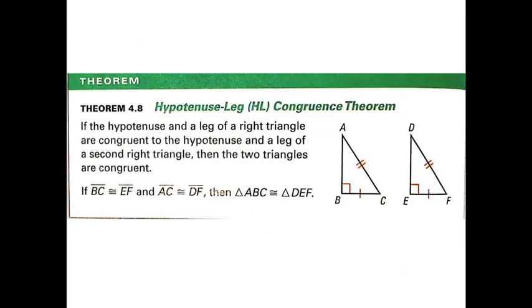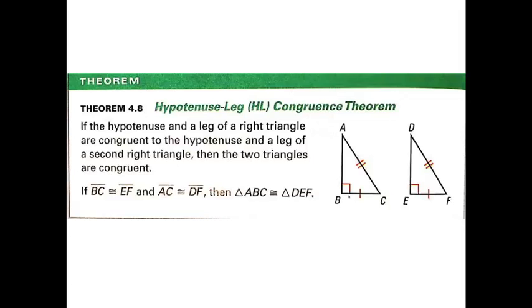And finally, the hypotenuse leg congruence theorem for our theorems. What you need to understand about this one is that it has to be a right triangle. So you see that the right angles here are marked. And you have to know that the hypotenuses are congruent for both triangles. The hypotenuse, remember, is the side opposite the right angle. So in this case, AC and DF are congruent. And that a corresponding set of legs are congruent.